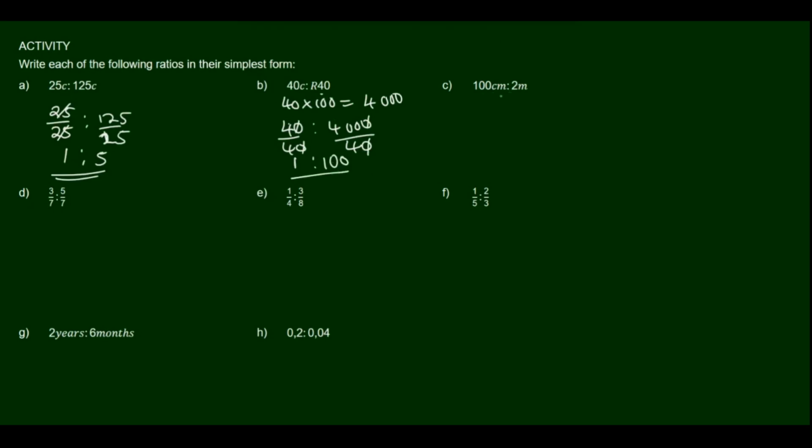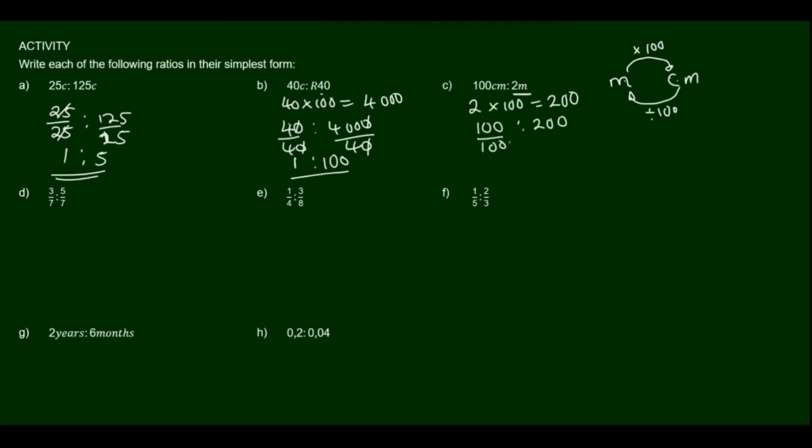100 centimeters to 2 meters. How do we convert meters to centimeters? Meters to centimeters, we multiply by 100, but centimeters to meters, we divide by 100. From a bigger unit to a smaller unit, you multiply. From a smaller unit to a bigger unit, you divide. So we multiply 2 times 100, we get 200. So 2 meters is 200 centimeters. So this is 100 is to 200.